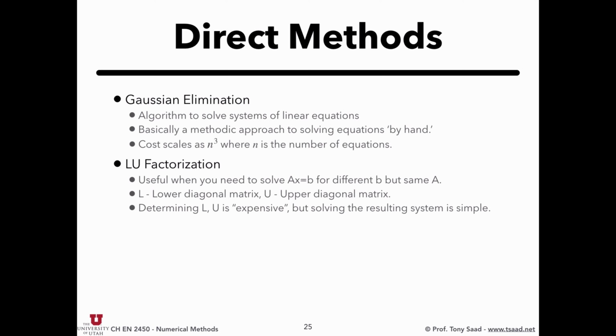LU factorization is useful when you want to solve AX equals B for different B's, but for the same A. L is a lower triangular matrix and U is an upper triangular matrix. Determining L and U is expensive usually, but you have to do that once, and then you can reuse those as you change B.